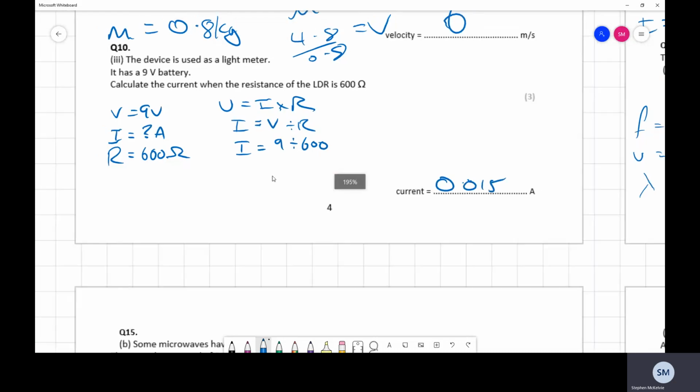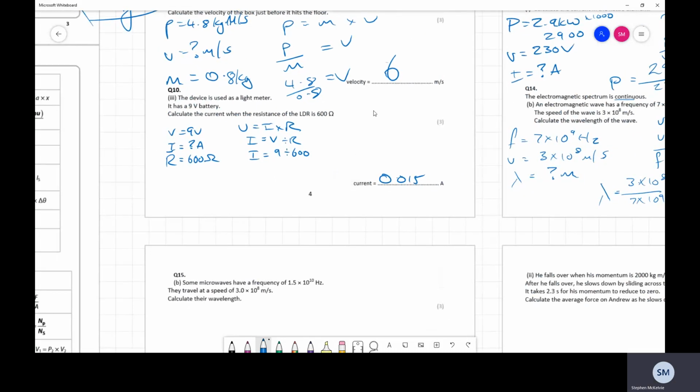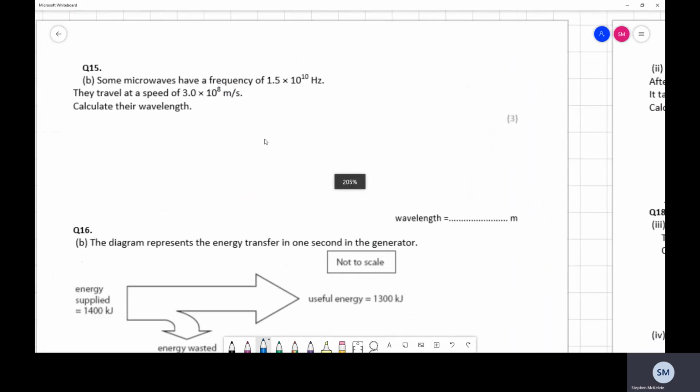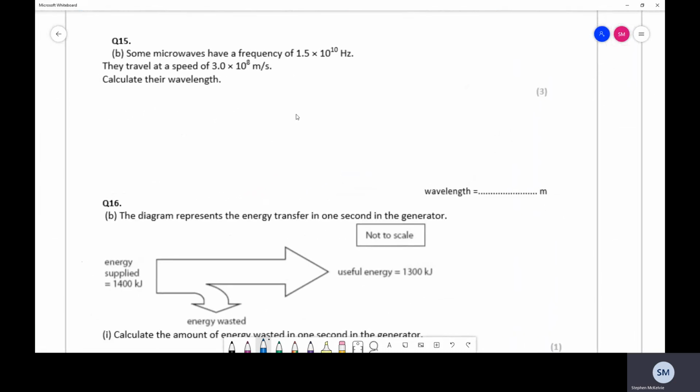All right, sorry I skipped that question, folks. Completely accidental. We're going to go for the last 7 pages. Some microwaves have a frequency of 1.5 times 10 to the power of 10 hertz. So frequency is equal to 1.5 times 10 to the power of 10 hertz. They travel at a speed of 3.0 times 10 to the 8 meters per second. Calculate their wavelength. Wavelength equals I don't know how many meters.